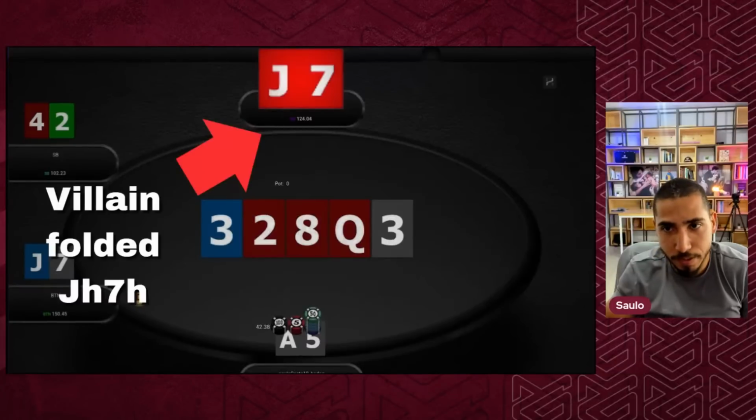In this hand, Villain ended up folding Jack 7 of hearts. You can see that in the video. And, well, I could feel very proud of my bluff, right? Oh my God, I'm so good. But this is not white magic, okay? It's just the same process that I've shown you guys here about how you can develop exploitative strategies.